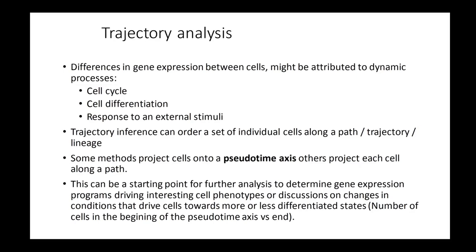And trajectory inference will be able to order the set of cells or the set of clusters along a path, sometimes called a trajectory, or sometimes called a lineage. So what you are actually doing is creating an axis of time that you have inferred on your cells, which is often called a pseudo-time axis. That's why they're also called pseudo-time analysis. And then you can project each of the cells onto that time axis and therefore know which cells are closer to the beginning of your axis and which cells are closer to the end of your axis.